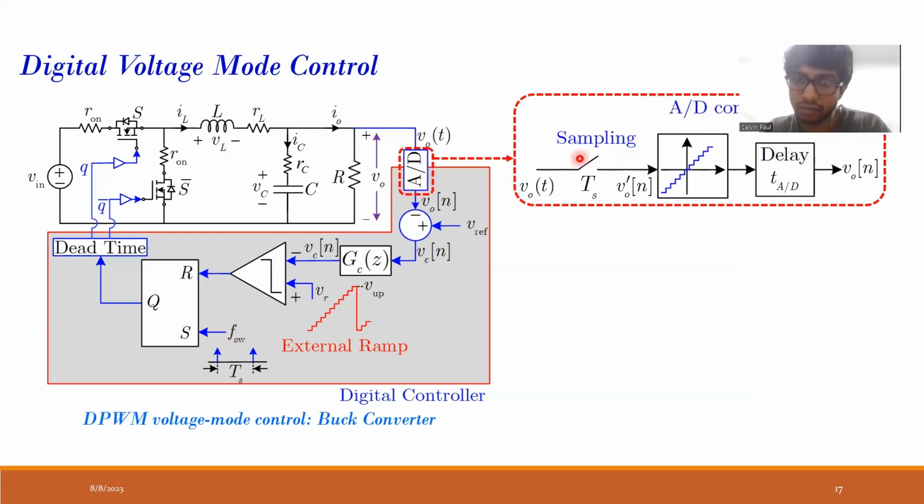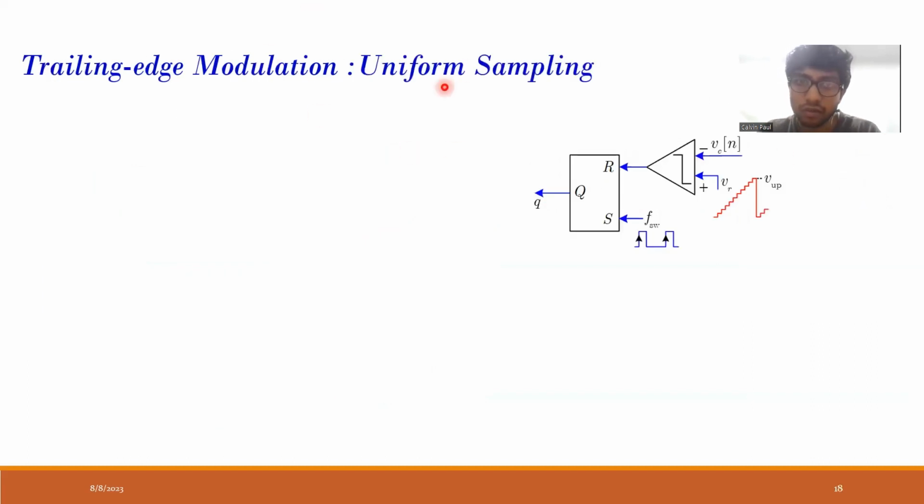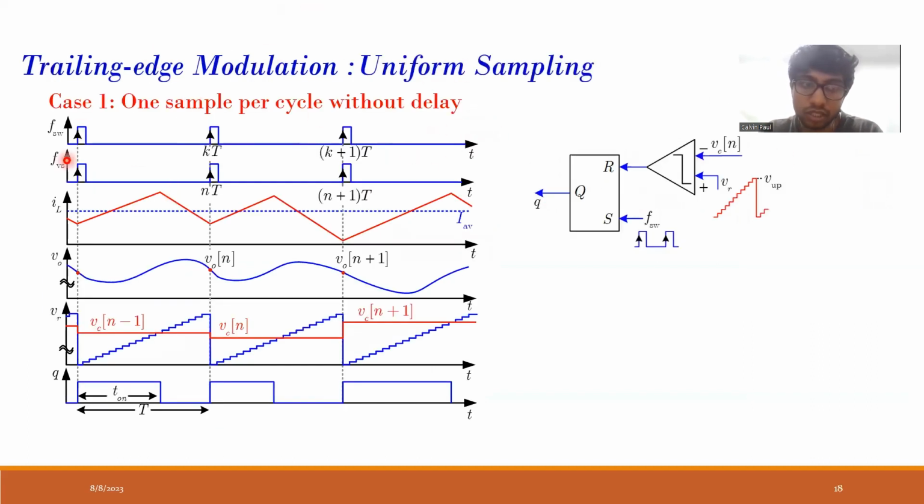So we have an ADC which will sample the value, and then it will have a delay and certain quantization, and it gives a digital value V output N. Now we will consider uniform sampling. This is the waveform. Now we will be able to understand where exactly is the delay. I have the switching frequency over here. This is a switching command that I set. I give a set value, so the switch turns on.